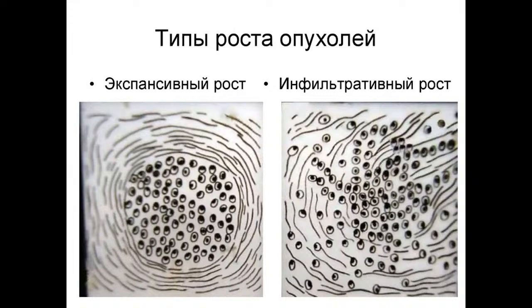Types of the growth of tumor: expansive growth and infiltration growth. Expansive growth has a capsule around the tumor. Infiltration growth has no capsule around the tumor.